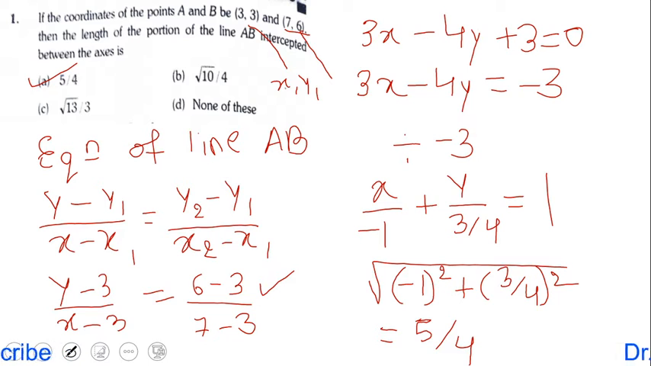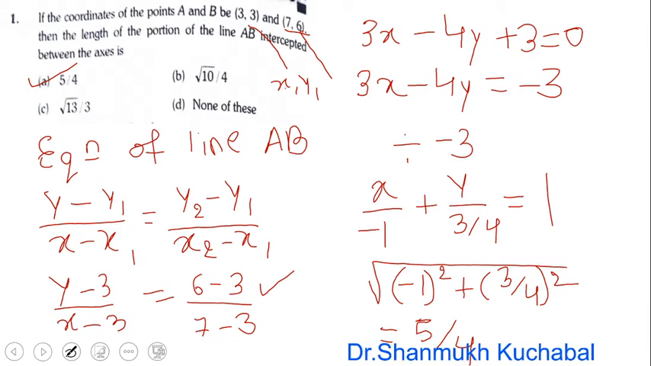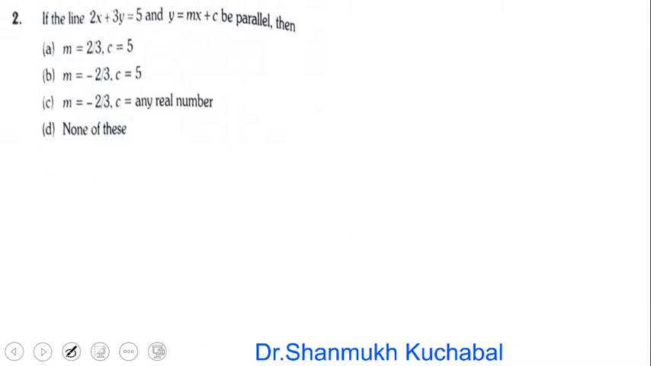Okay, we have used the 2-point formula here, that is (y minus y1) divided by (x minus x1) equal to (y2 minus y1) divided by (x2 minus x1). Okay, we'll move to our next example.